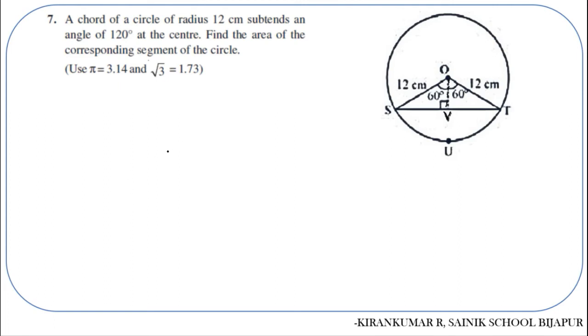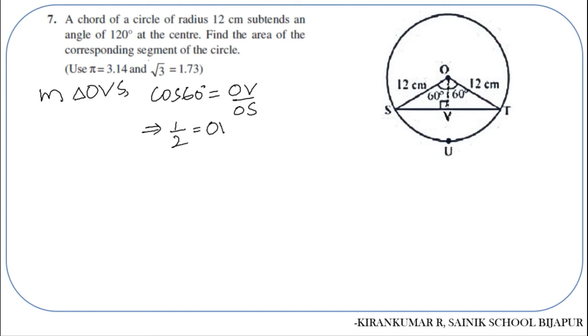For that we'll make use of the application of trigonometry. If you observe in triangle OVS, if you consider cos of 60 degree, this will be OV upon OS. Cos 60 degree is 1 upon 2, which is equal to OV upon OS, which is 12. So we get OV as 6 centimeter.